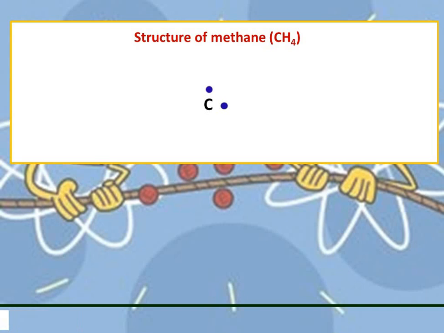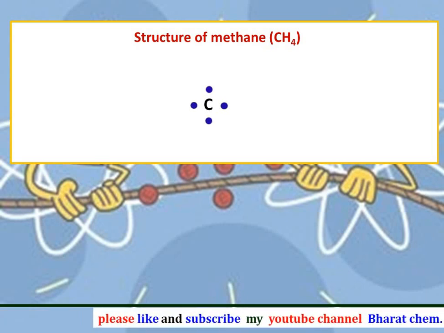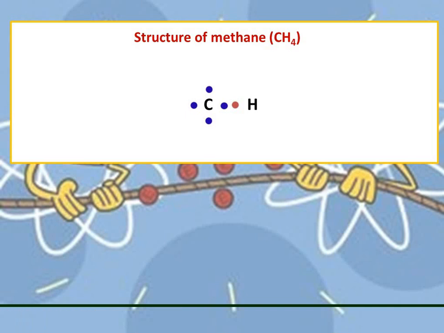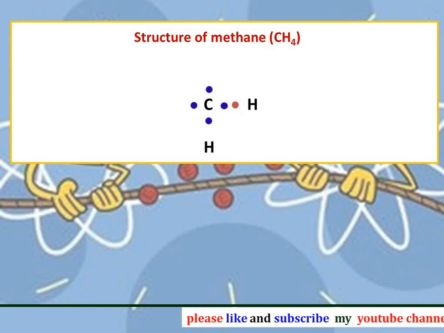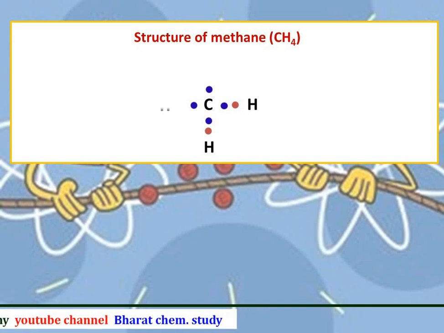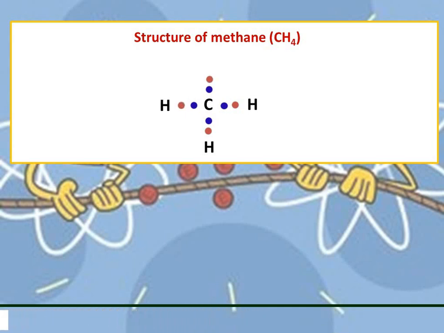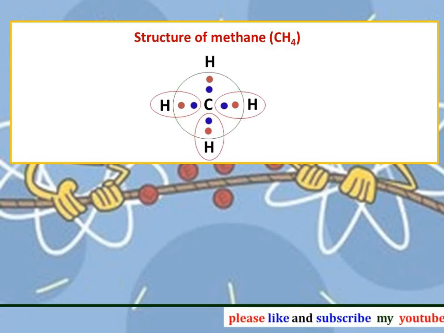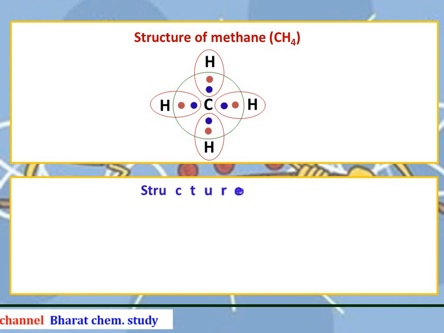Now the carbon atom has 4 valence electrons and each hydrogen has 1 electron. To become stable, each hydrogen shares its 1 electron with each valence electron of the carbon atom. As a result, 4 bonds are formed by carbon with 4 hydrogen atoms, and this is called the electron dot structure of methane. Similarly, the structure of water.